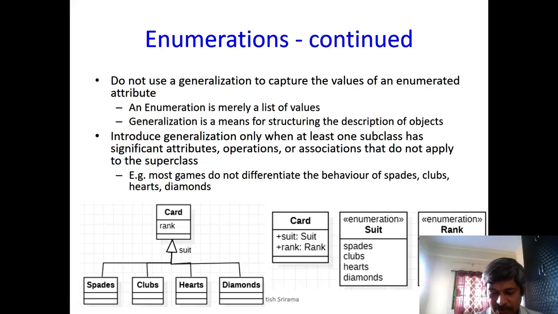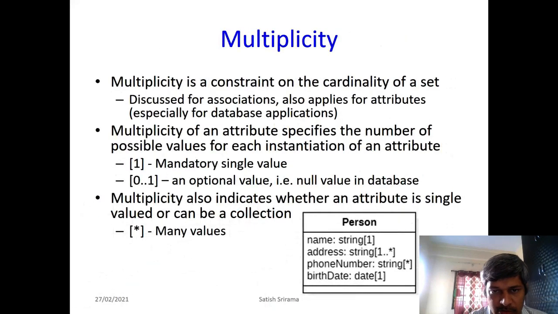So if we are trying to design a playing cards game, this is not the ideal model with this sort of generalization. Rather, we should be using the enumeration. Hope that's clear. So that's about enumeration. Now let us look at multiplicity.